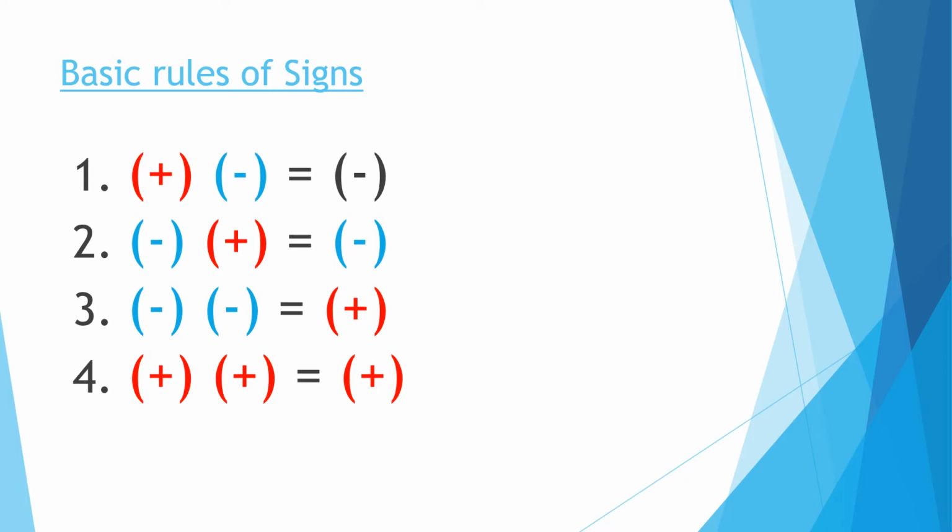The first one, plus minus. When you have one number positive and one number negative, it will be minus. Plus into minus, minus. Minus into plus, minus. Minus into minus, plus. Plus into plus, plus. That means if one digit is positive and another digit is also positive, it will be positive. You have to add. But when two integers are negative, then you have to add both the digits.